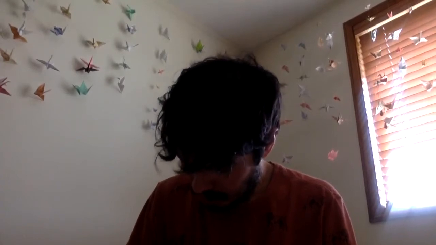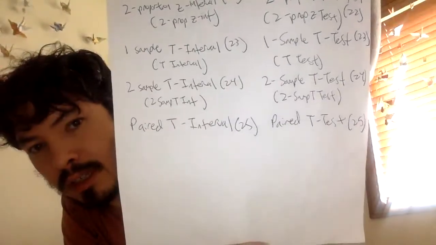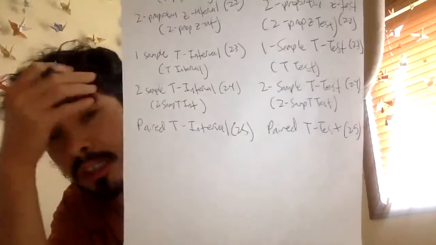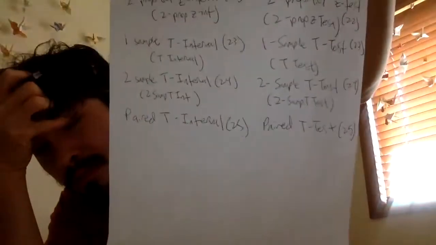And let's just write those down right now on our list here. And the interval is going to be the paired T interval from Chapter 25, and then a paired T test from Chapter 25. The paired T interval and the paired T test. Chapter 25 is about the special situation, the matched pairs situation.